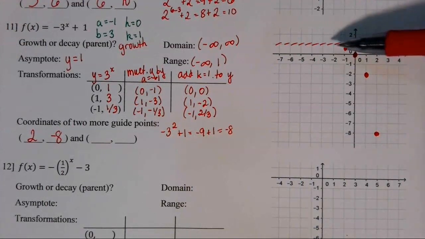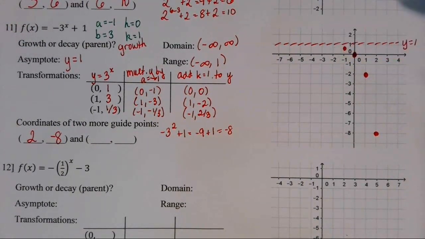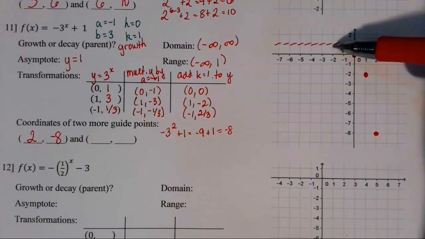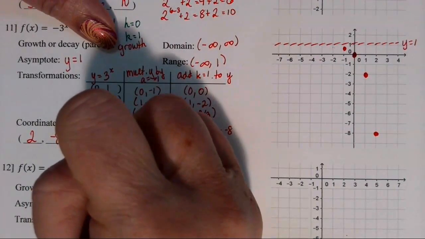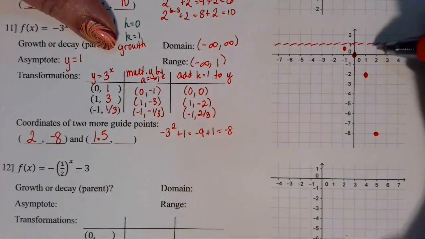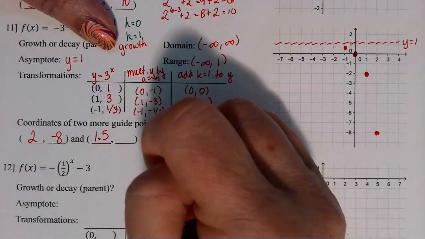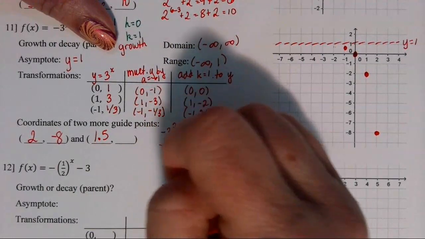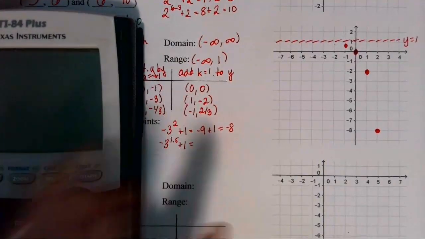If I pick a point to the left, I know that's going to be really, really close to y equals 1. And you could do that if you want to get another point there, but it's going to be really, really small. Instead, I think I'm going to go for 1.5 to get myself another guide point between this big jump from -2 to -8. So if I put in -3 to the 1.5 power plus 1, I'm going to evaluate that in my calculator.